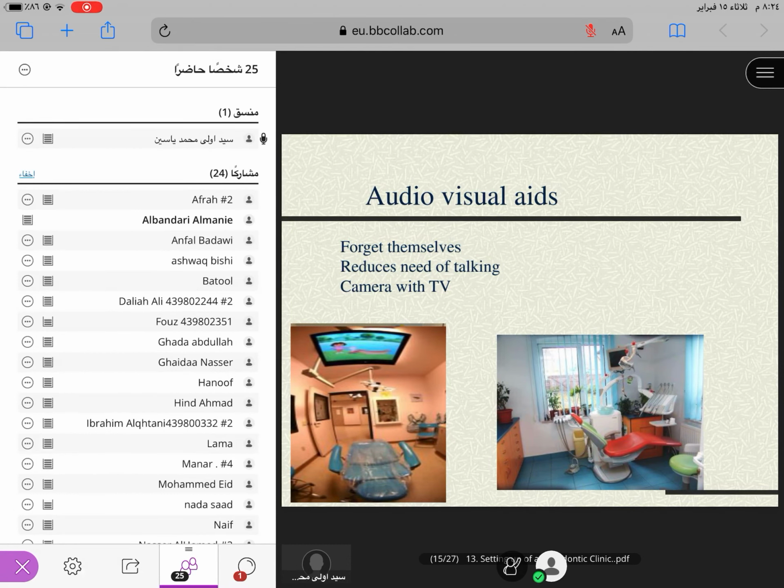Apart from that, you can have audio visual aids. What are these audio visual aids? The audio visual aids play a significant role in managing the children. Basically, children forget themselves while watching cartoon films. The TV set in front of the dental chair can distract the child to forget the dental treatment while the treatment is going on. Also, once a child is cooperative, it reduces the need of talking.